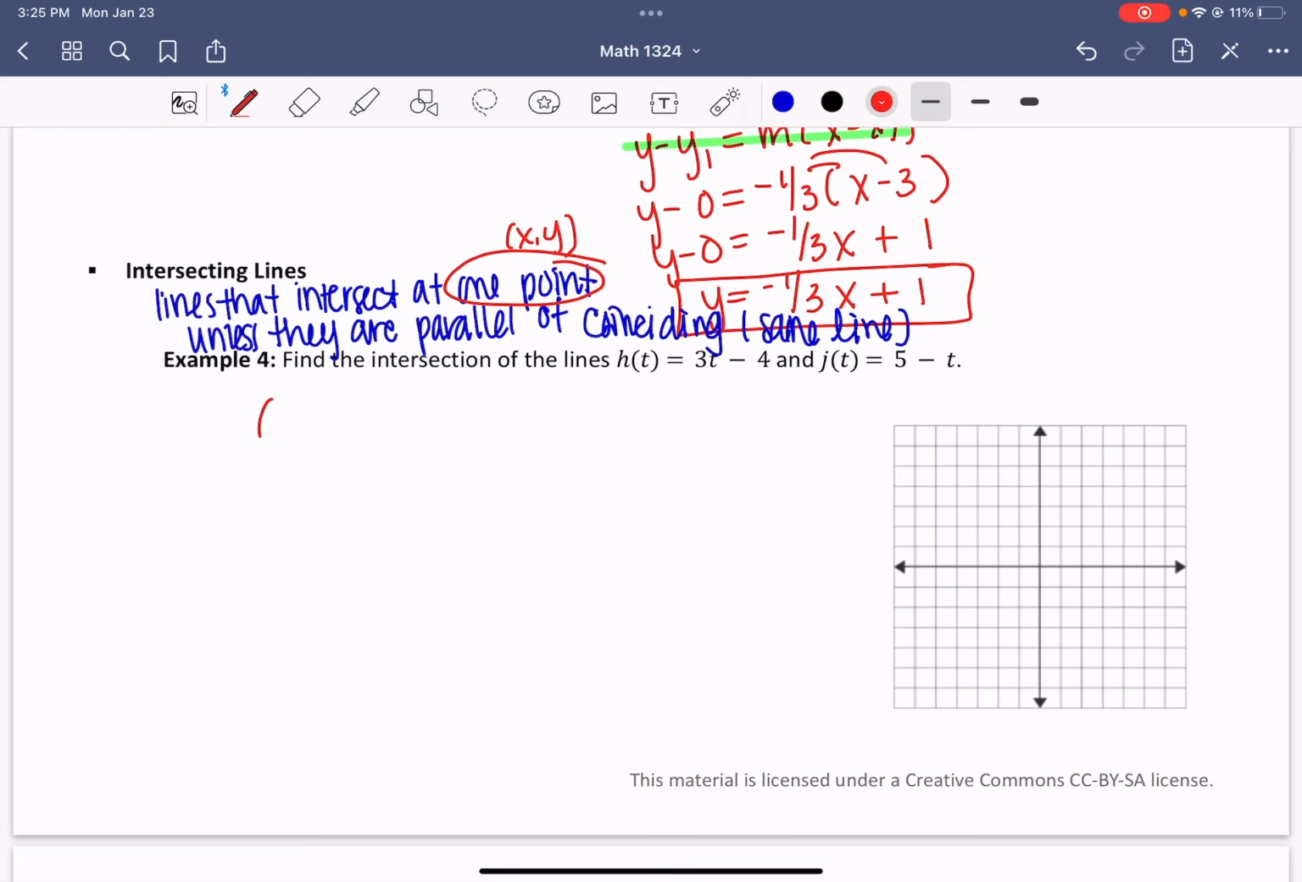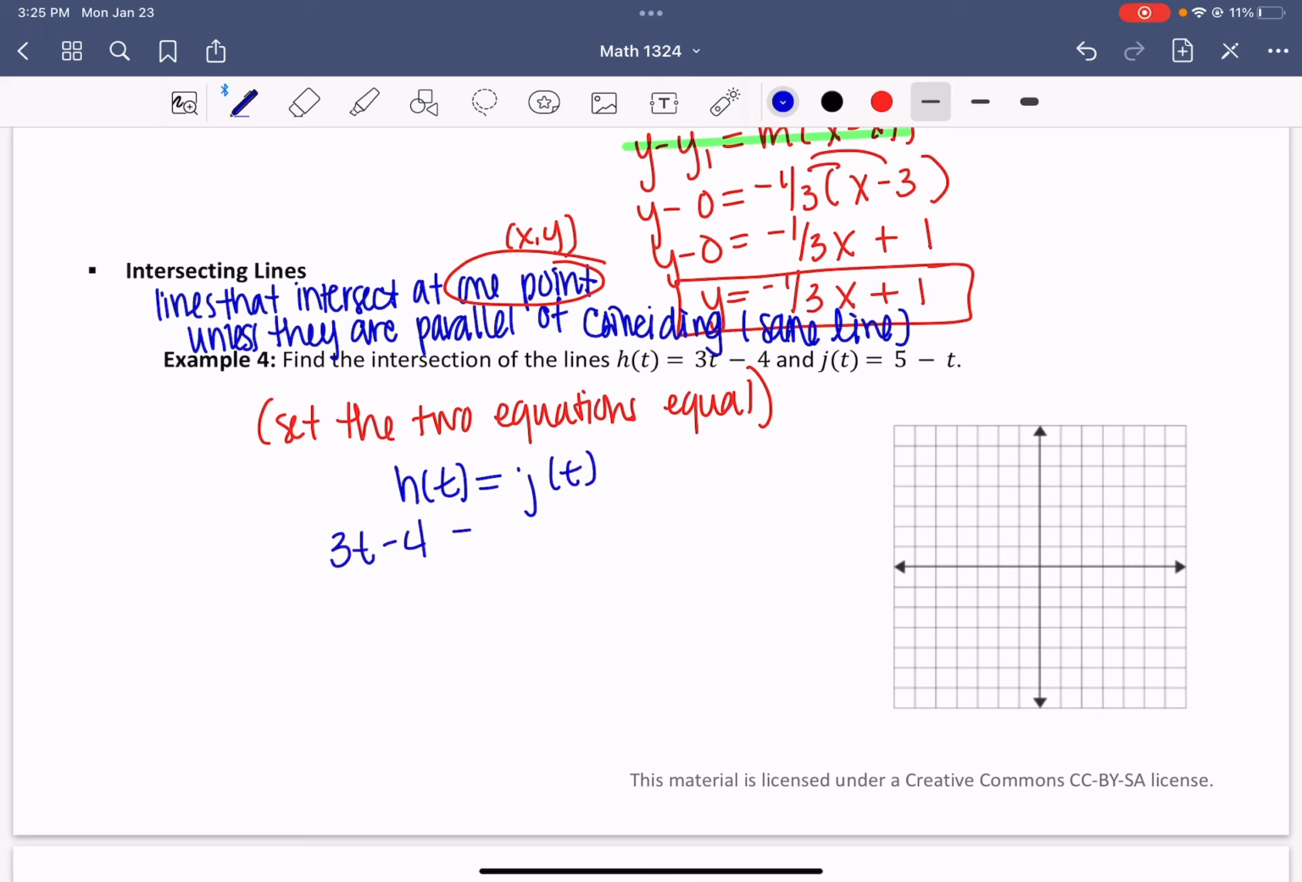And so here's what we're going to look at with this situation. If we're looking at intersecting lines, the way that we're going to figure out where they intersect is we are going to set the two equations equal. And so I'm going to say h of t is equal to j of t. So that means I'm going to have 3t minus 4 equal to 5 minus t. And now I just have one variable, so I'm going to solve for this t. So I'll say, okay, let's add t over. You could have chosen another step. It's just the step I chose in this moment.